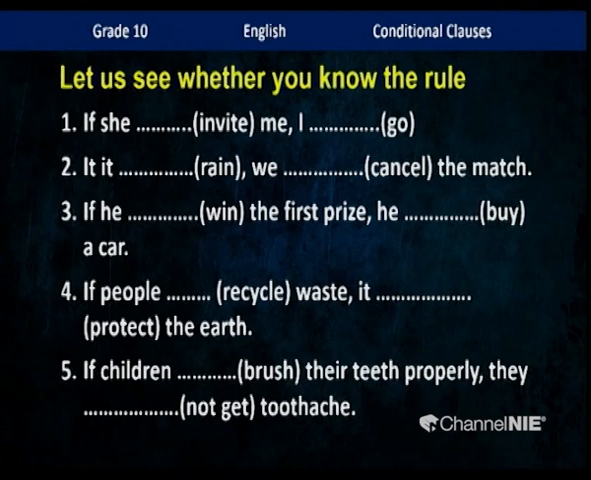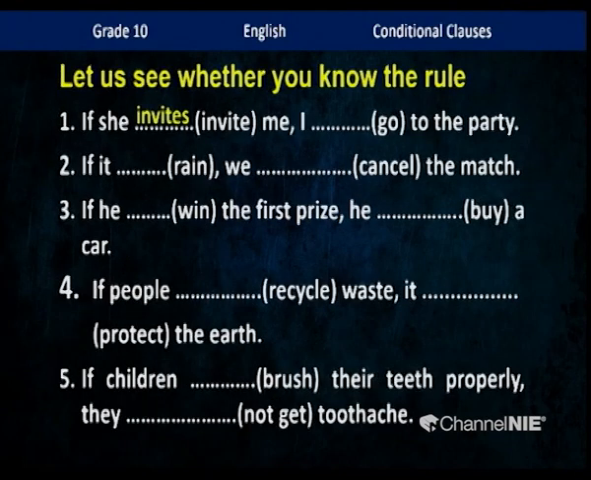If she invite me, I go. What should be the answer? Yes, I will help you with the first one. If she invites me, because she is singular, you have to remember those rules as well. If she invites me, yes, Indira? I will go to the party. Yes. Good. If she invites me, I will go to the party. So if she invites, definitely you will go. So that is possible to happen.